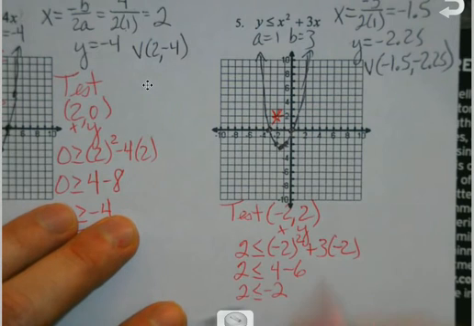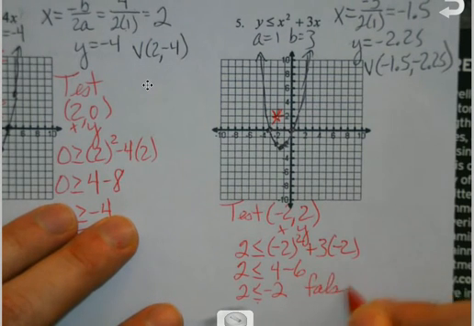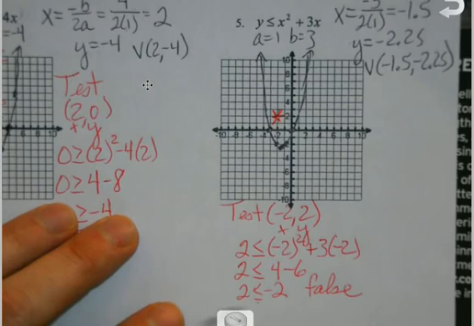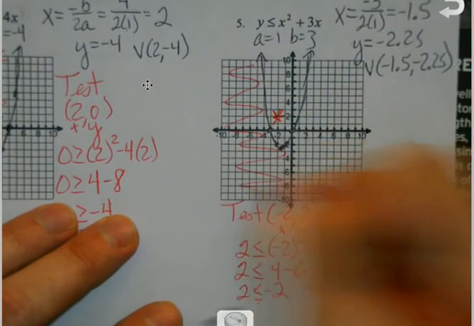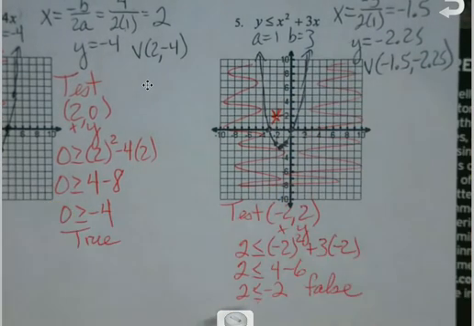So I look and I'm like, is 2 less than or equal to negative 2? Well, no. And false is outside. But yeah, any point inside will get you the same answer. I'll get a false statement no matter what point I pick to make sure that works. Okay.